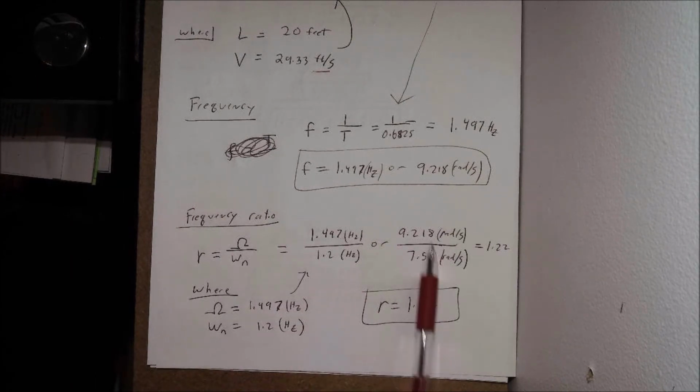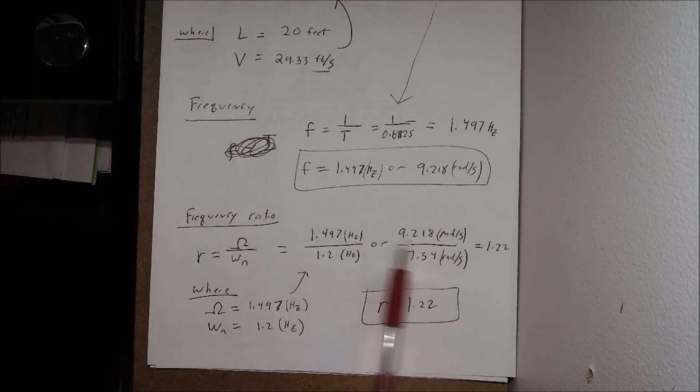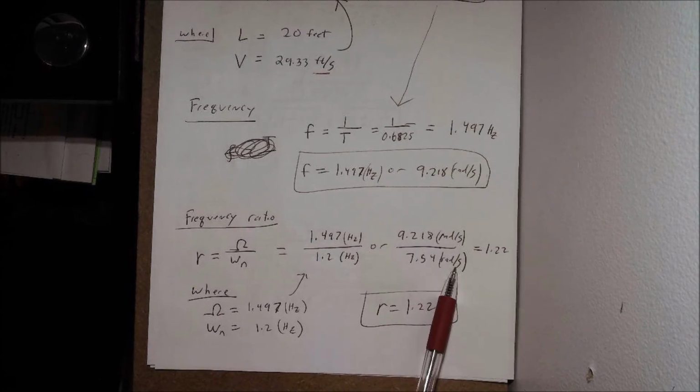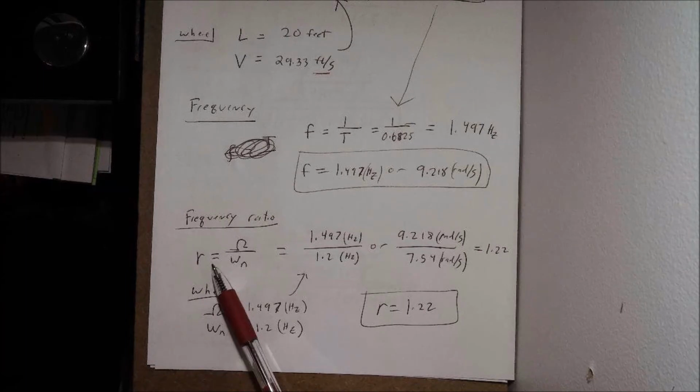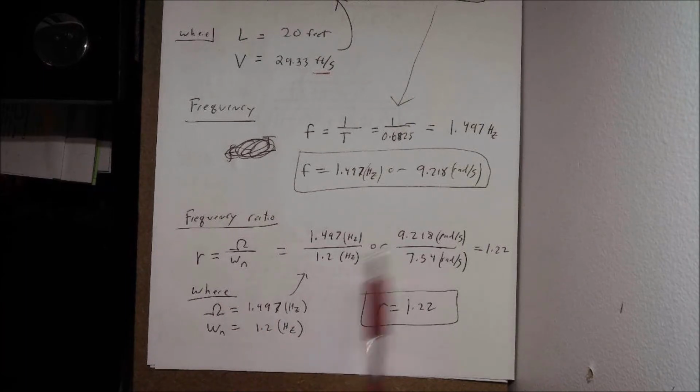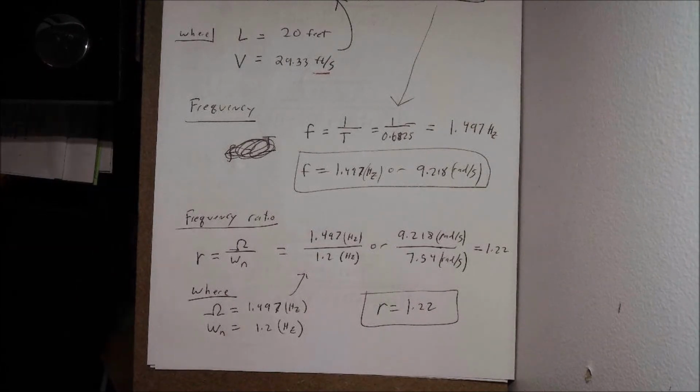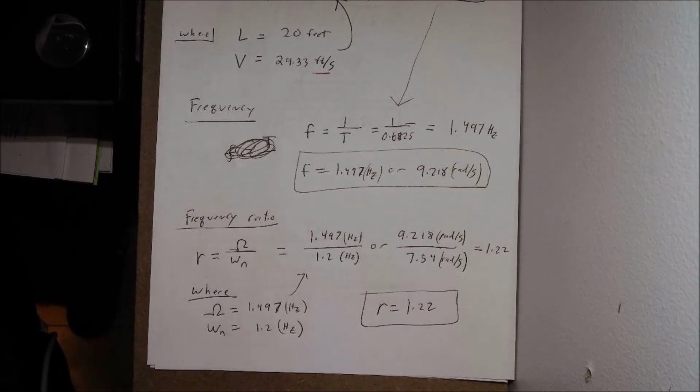Or if we want to stick with radians per second, it's just a ratio. Either one will work the same way. It would be 9.218 radians per second divided by 7.54 radians per second. But make sure it's hertz over hertz or radians per second over radians per second, because it's a ratio, so it should be unitless. Make sure you've converted the right ones and you're not mixing and matching. So that gives us our r value of 1.22.